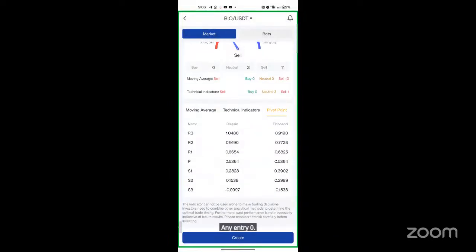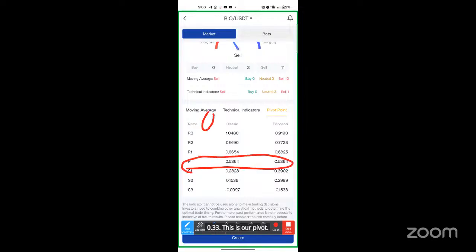0.33. This is our pivot. Look here. That is the center, 0.5. So our price is around this area.